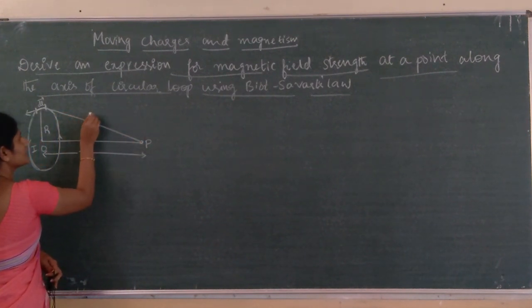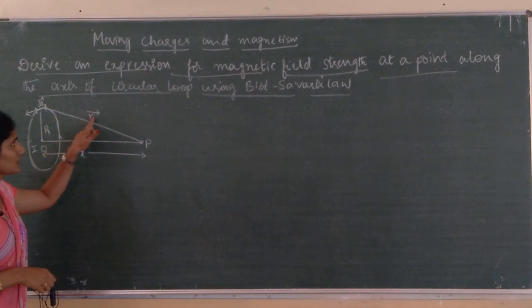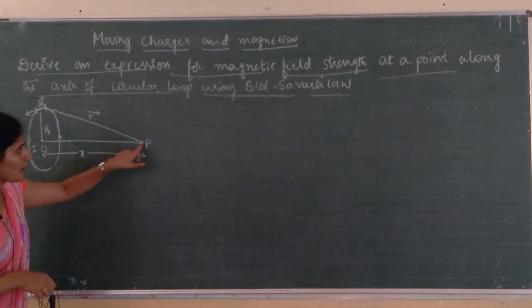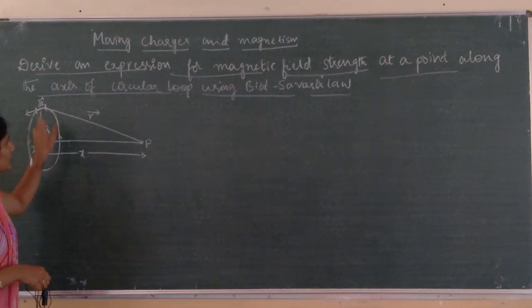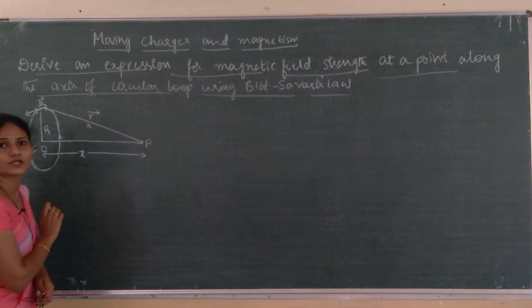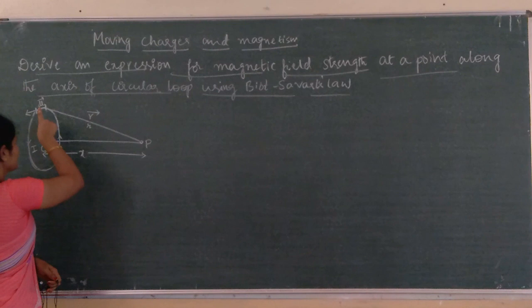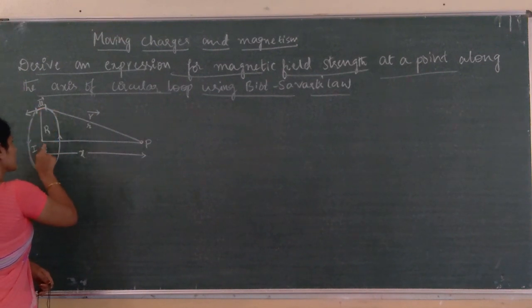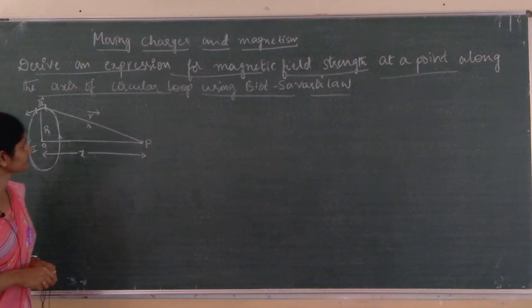So, this is nothing but the position vector r vector. The position vector joins the point P and the line element dl. So, this is r. This is small letter r, this is x, and this is the center or the origin O.